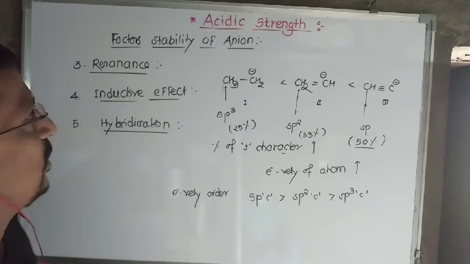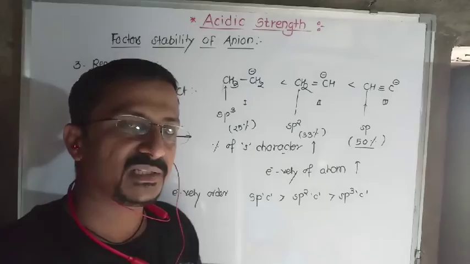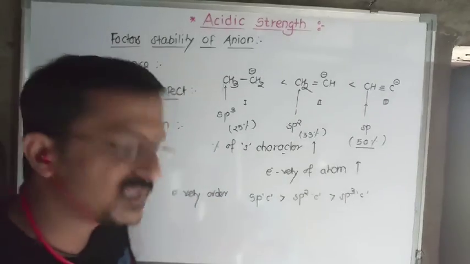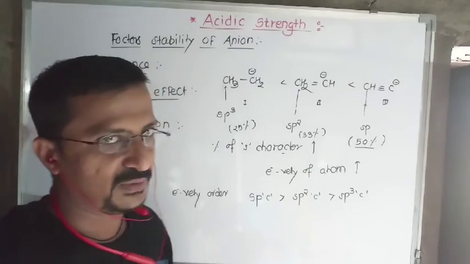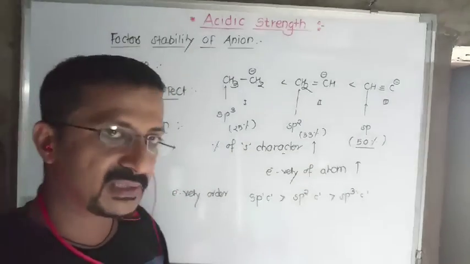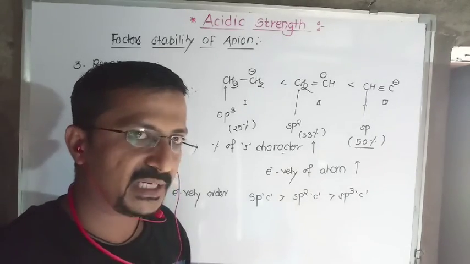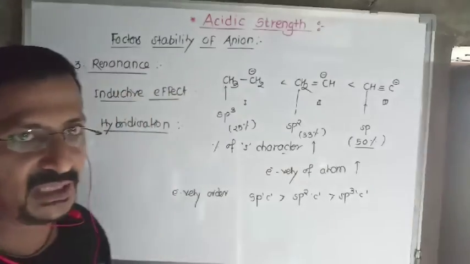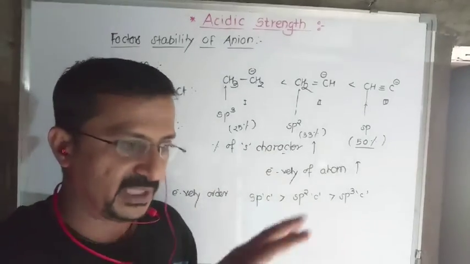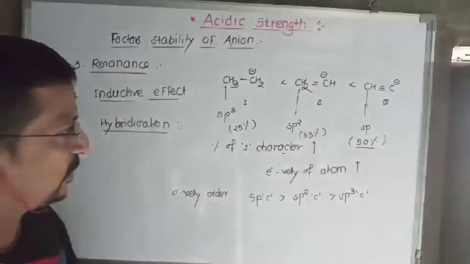So hope you understand all these things, the factors that determine the stability. We are just going to clear the concepts one by one. In the next period, we are going to discuss the strength of acidic hydrogen in aromatic compounds, and then we are going to cover examples depending upon all these things. Hope you understand all these things.